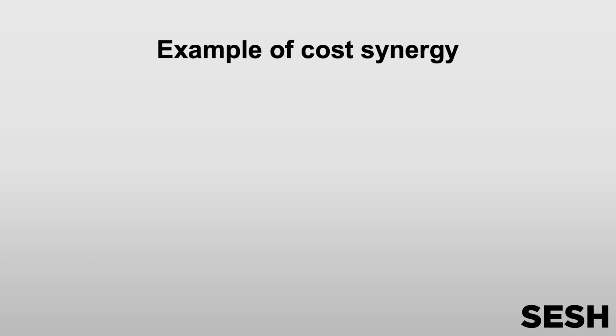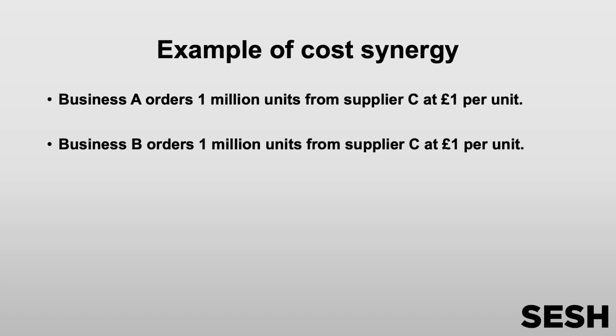Another example of cost synergies. So you've got two businesses, business A and business B. They both order 1 million units from the same supplier, supplier C, both at £1 per unit. Now let's just say that business A decides to perform a takeover of business B, but they still need to use the same supplier. But now their negotiating power is going to be much stronger, because business A is no longer buying 1 million units from supplier C, because they've performed a takeover of business B. So they're going to order 2 million units from supplier C.